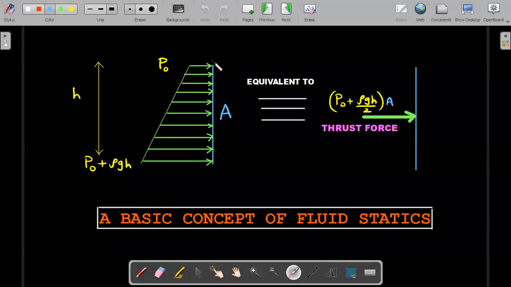Okay, so if you have a vertical area, or a planar area, it need not be even vertical, it could be even slant, and I have a pressure which is a variable because of the height or depth of a liquid. You could see that the pressure here is P naught and pressure at the depth H is P naught plus rho g H.